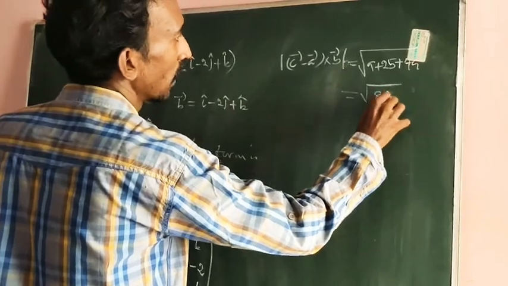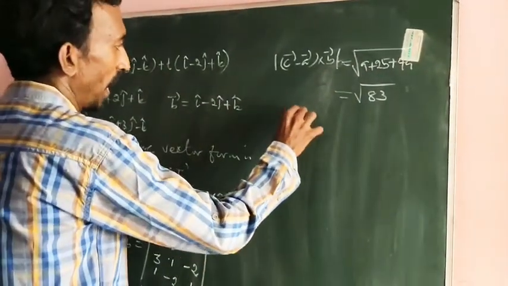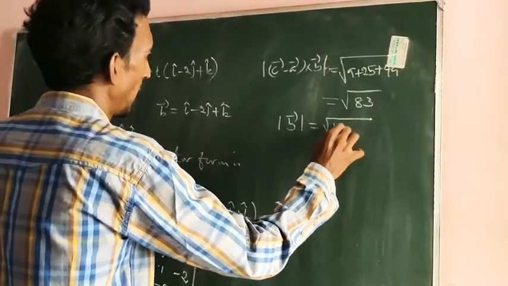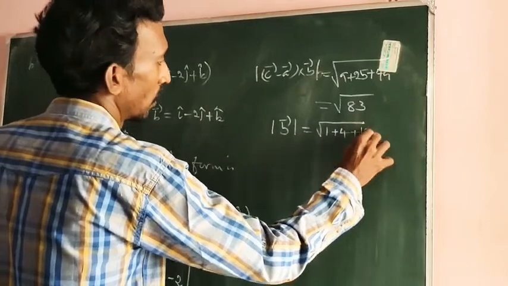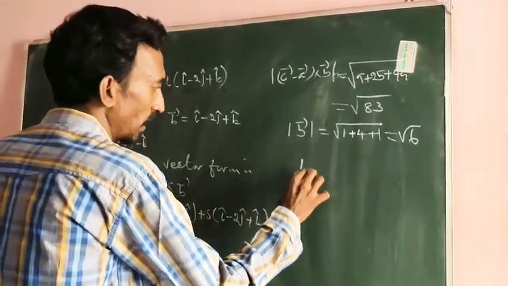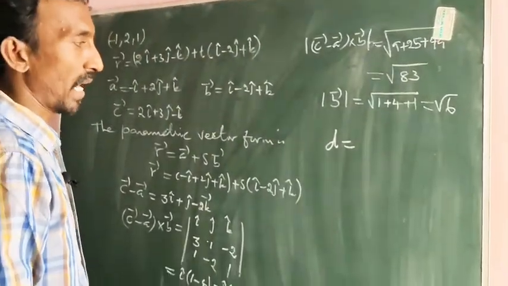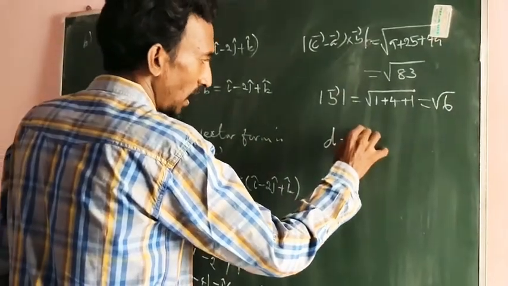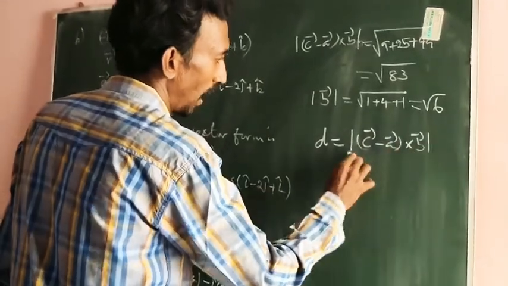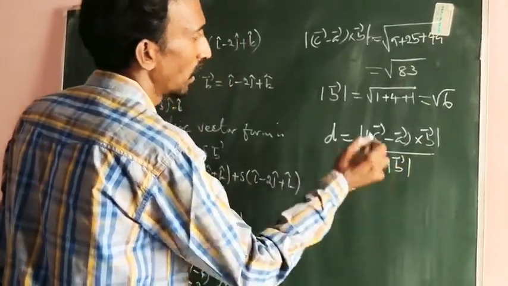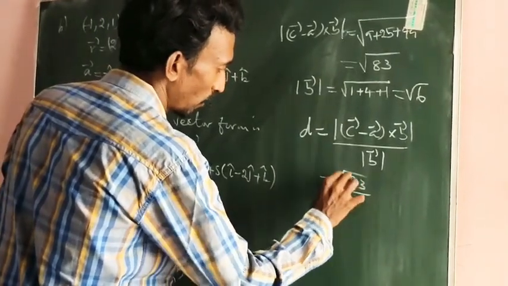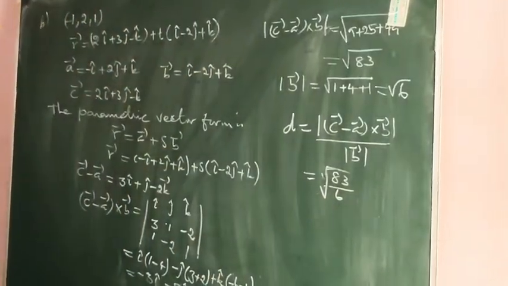Root 83. Okay, so find out the magnitude of B vector. So root of 1 plus 4 plus 1, so root 6. Therefore, we know the formula for the distance between the parallel lines. Write down the sentence: D equal to modulus of (C minus A) cross B by modulus of B, the magnitude of B. So root of 83 by root 6, so we can put root of 83 by 6 units.